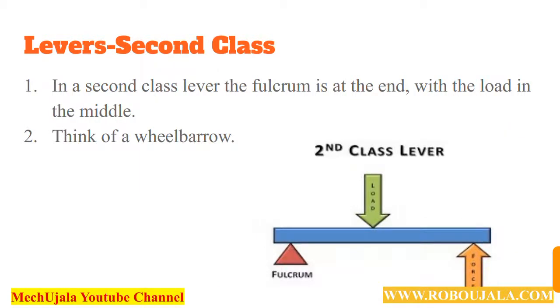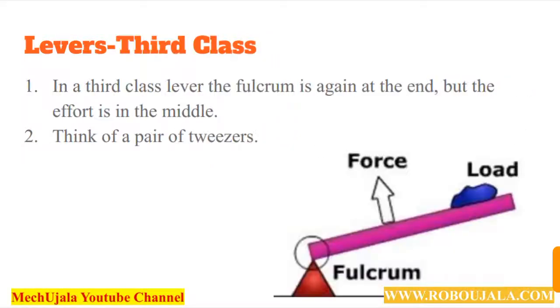Now the second class of levers. In a second class lever, the fulcrum is at the end. As you can see here, the fulcrum is at one end with the load in the middle, like a wheelbarrow. Now in the third class of levers, the fulcrum is again at the end, but the effort is in the middle, like tweezers. Tweezers are a perfect example of third class levers.